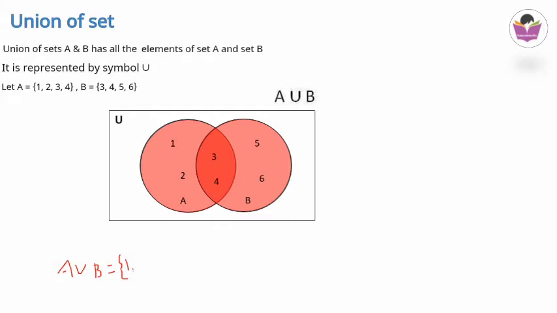That means we have 1, we have 2, and then 3 and 4, then 5 and 6. As we know that 3 and 4 is repeating, there is no need to write them again. So only one time writing is enough. So this is the way of writing A union B. Okay. Here the union symbol is not appropriate. Just this is the way you have to mark a union. Okay. So I hope it is clear.